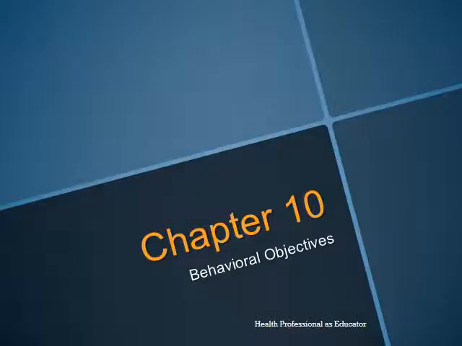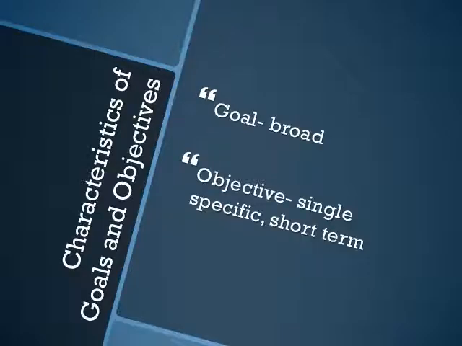We're going to be looking at chapter 10, which is behavioral objectives, and then the other PowerPoint will be about how to write objectives. Goals and objectives are slightly different. Goals are broad and objectives are more narrow and specific. Now, it is possible for a goal and an objective to be basically the same thing, although not always. So make sure that you're using the right word and saying what you actually mean.